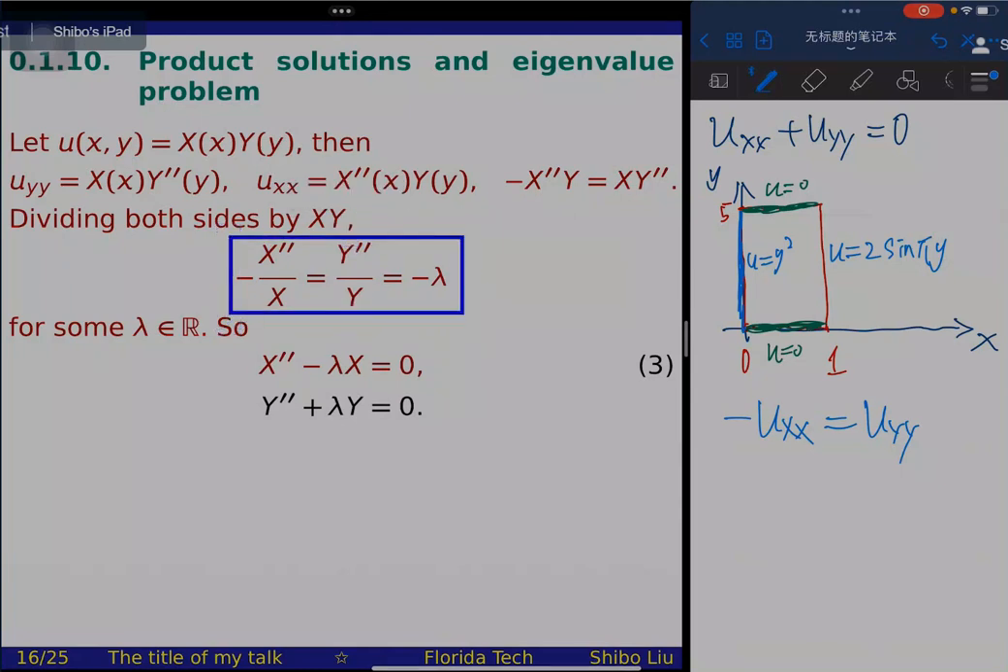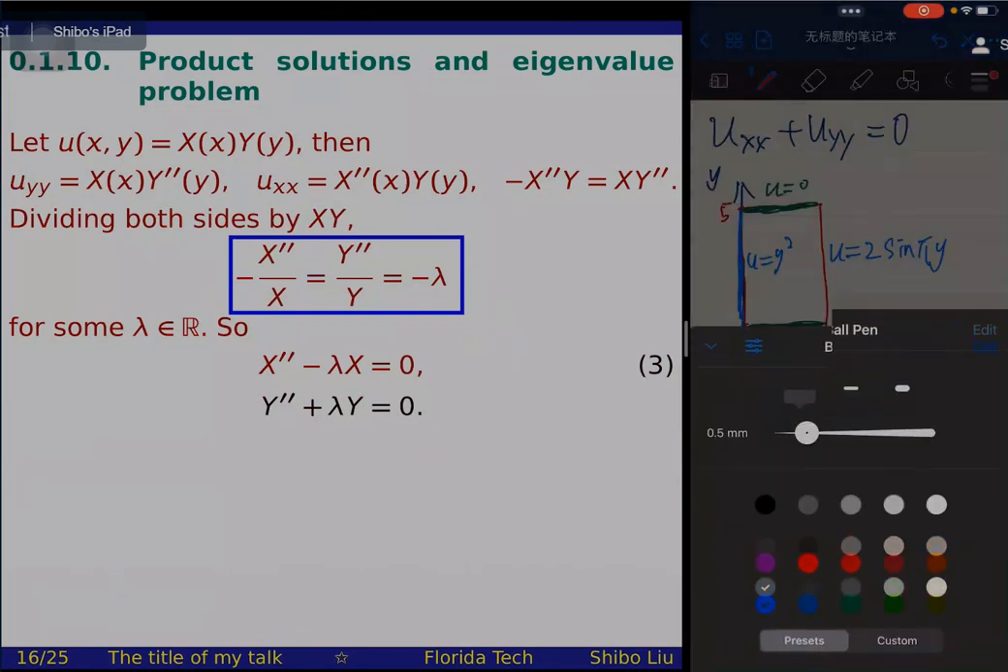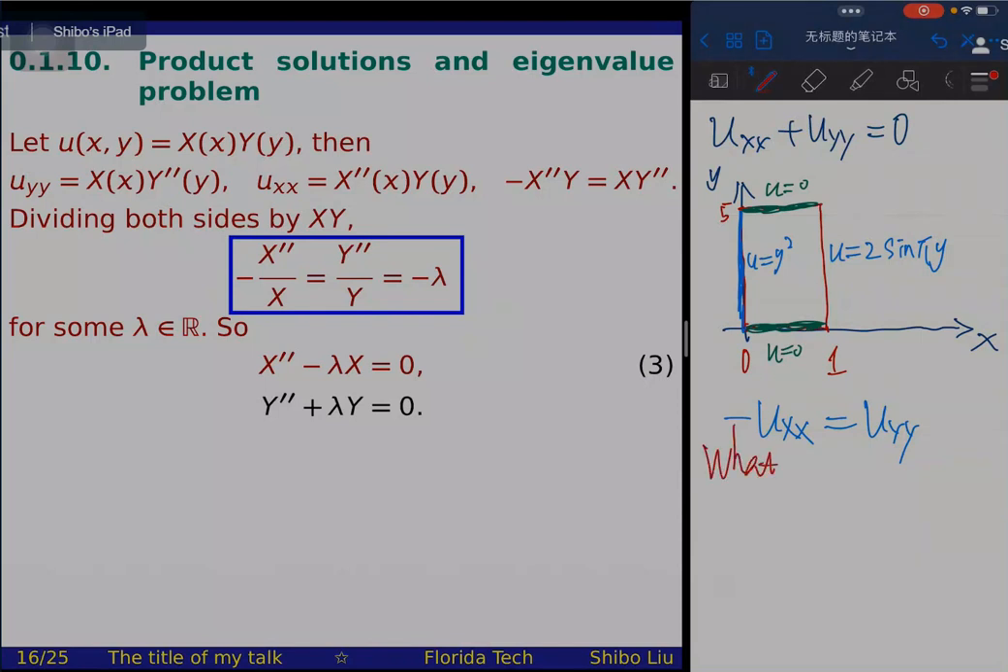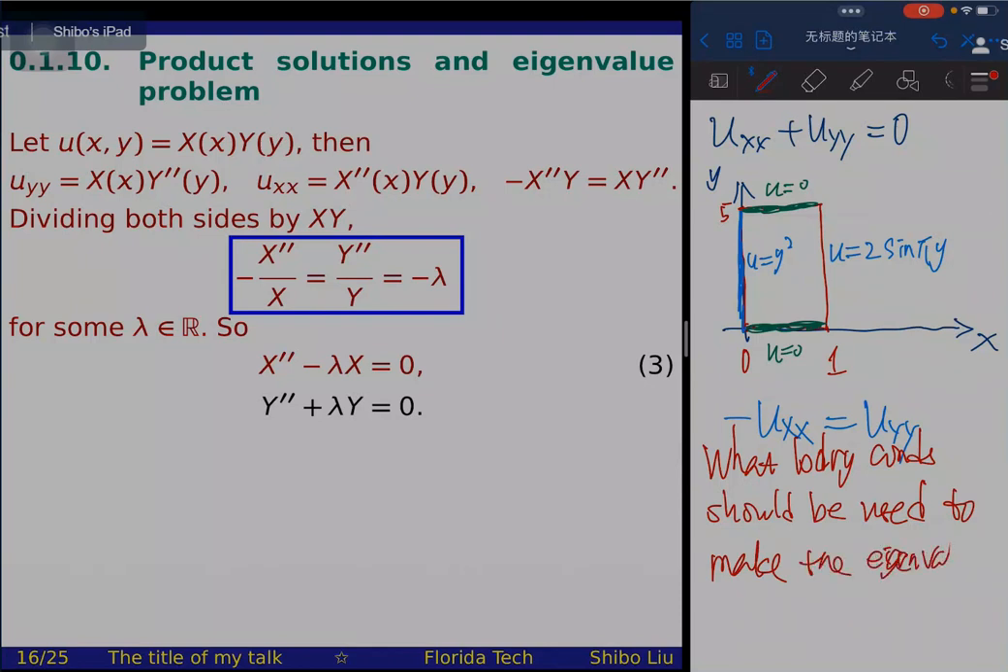Okay. Now we need to consider the boundary condition. So our boundary condition, here we have a problem. What boundary condition should be used to make the eigenvalue problem? That is the problem.